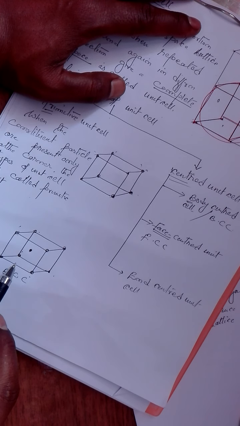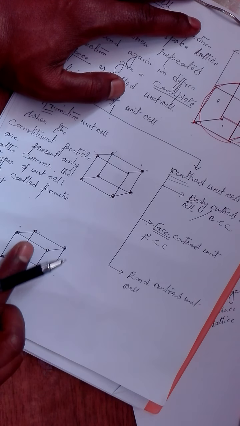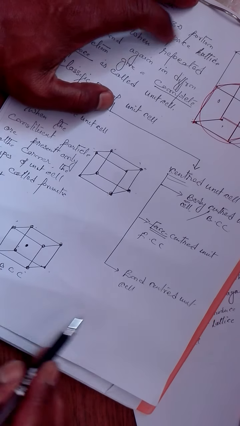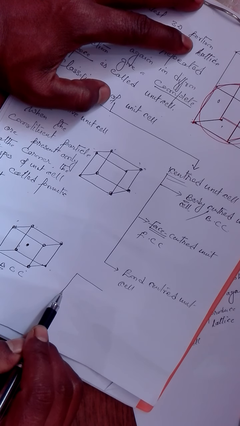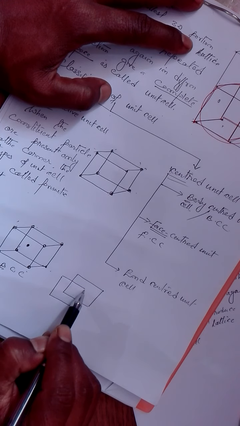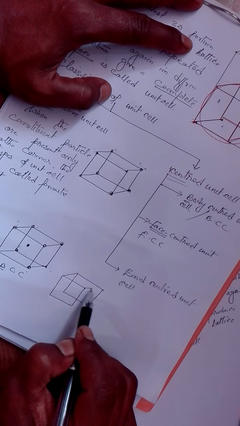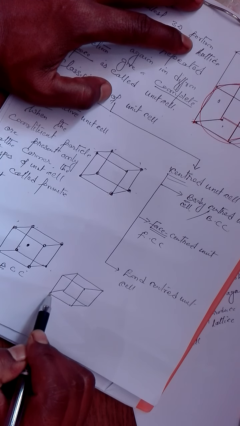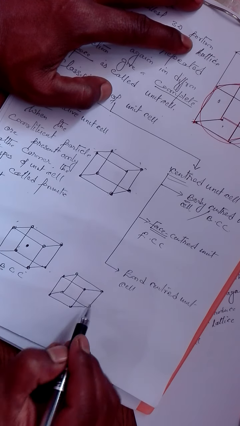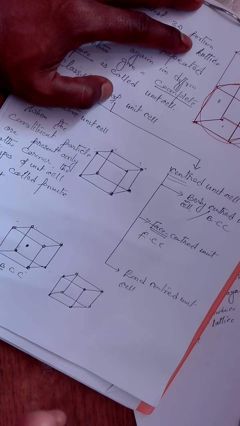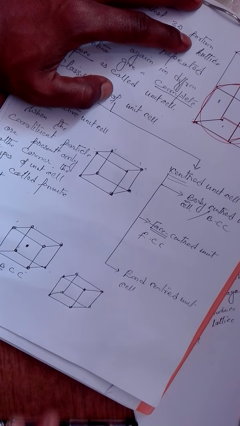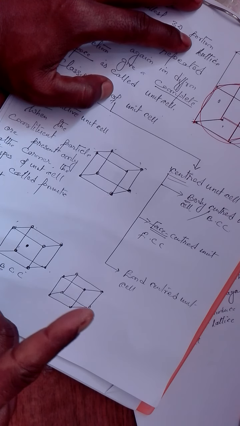Now, I will assume that this one is my unit cell. Forget about this point first. This one is my unit cell. And in this unit cell, anyway, let me draw a new one instead. Here, this one is my unit cell. In this unit cell, what do you see? It contains 8 constituent particles at the corner. 1, 2, 3, 4, 5, 6, 7, 8. Alright?